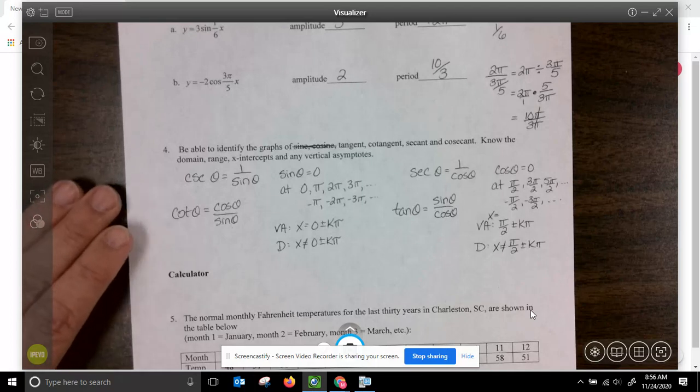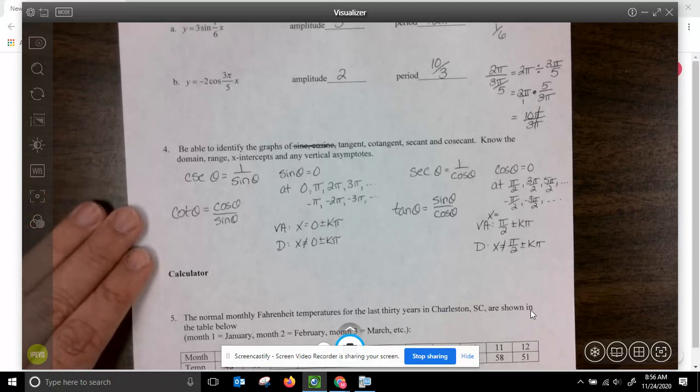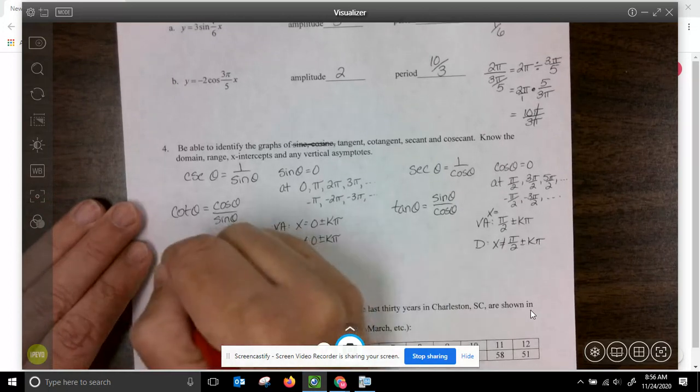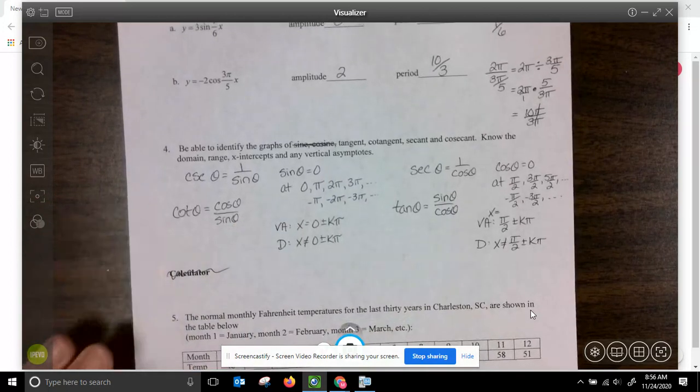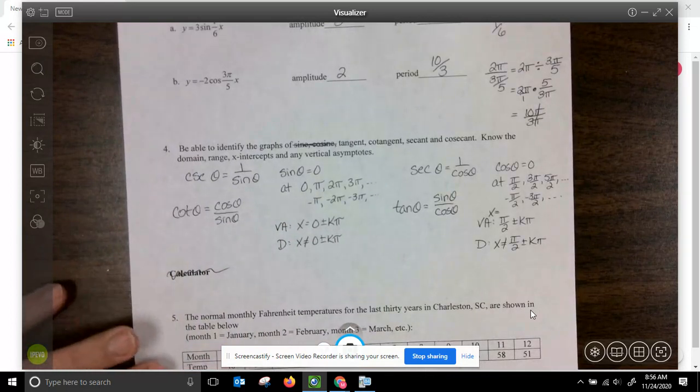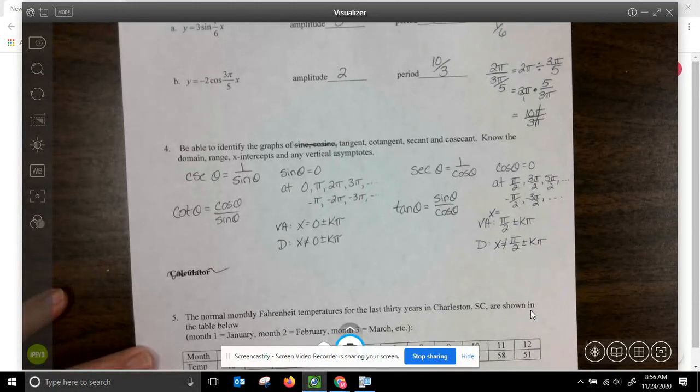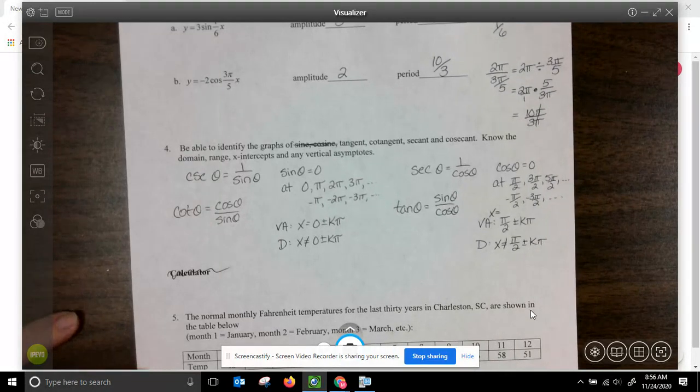Finally, we have our calculator portion here that you don't really need a calculator on, so we don't need to worry about that. It gives us a table of values. It says the normal monthly Fahrenheit temperatures for the last 30 years in Charleston, South Carolina are shown in the table below. Month 1 equals January, month 2 equals February, etc. It says graph the function. I'm not going to have you graph the function, but I am going to have you model the temperature T as a cosine function of time using 48 as the minimum value and 82 as the maximum value.